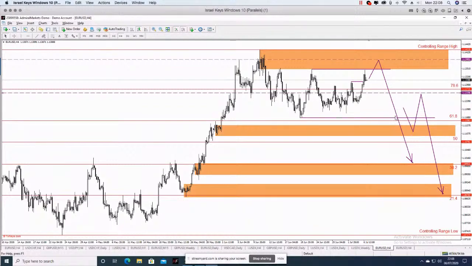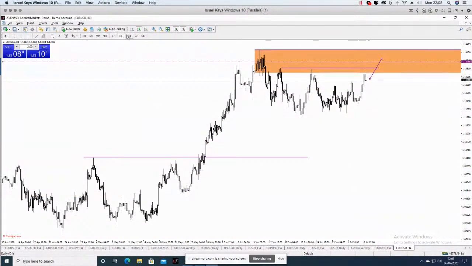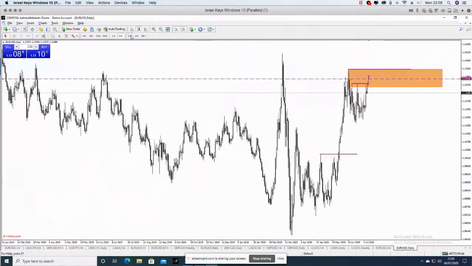Of course, now it could do this and then come up. So this here could be a variation of this. But I'm liking that. I might be wrong, but that's what I'm liking, especially after seeing Monday. So Tuesday and Wednesday, I'm going to wait for daily engulfing. I'm going to be patient. I'm going to wait for it.